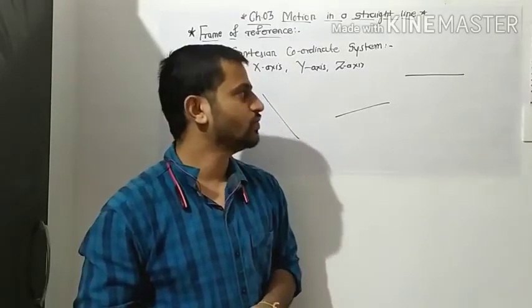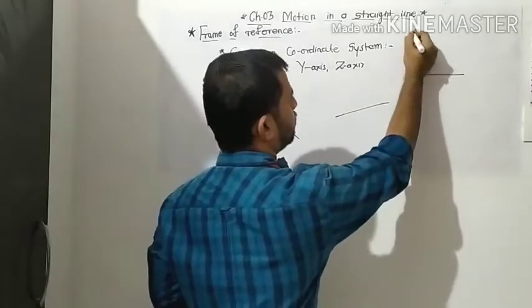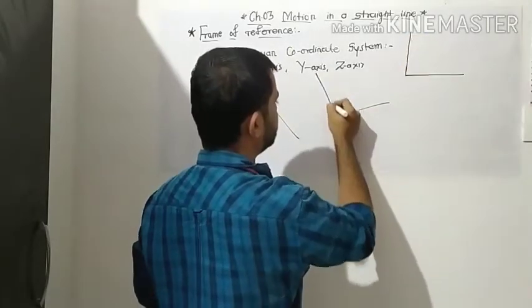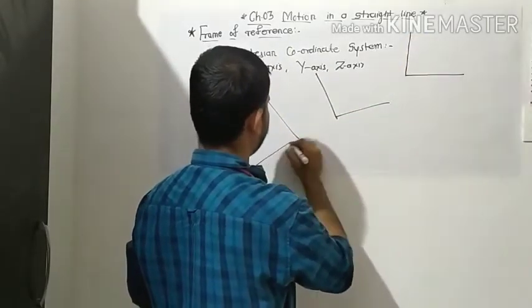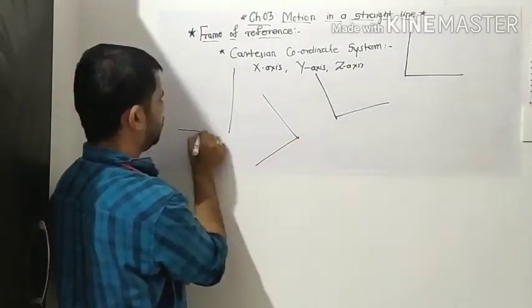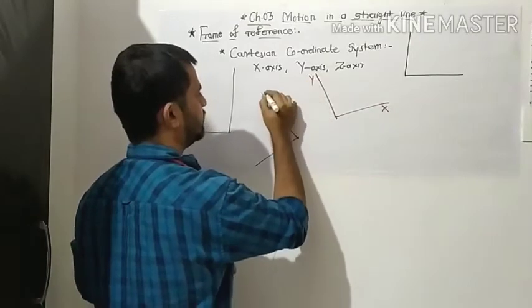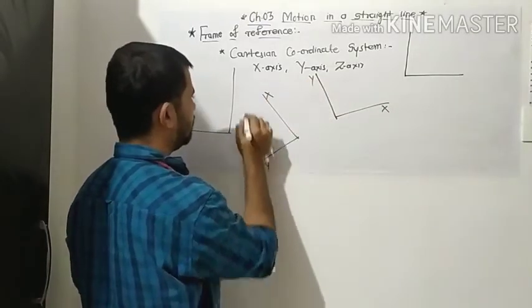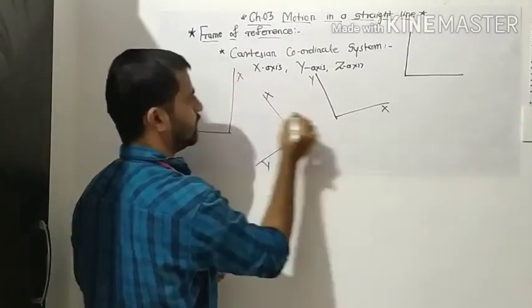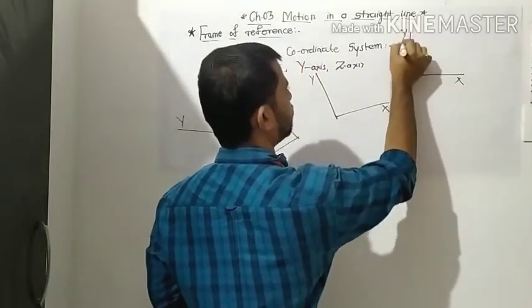Okay, so the y-axis will be at a 90 degree angle to this one. Then if this is the x-axis, this is the y-axis.